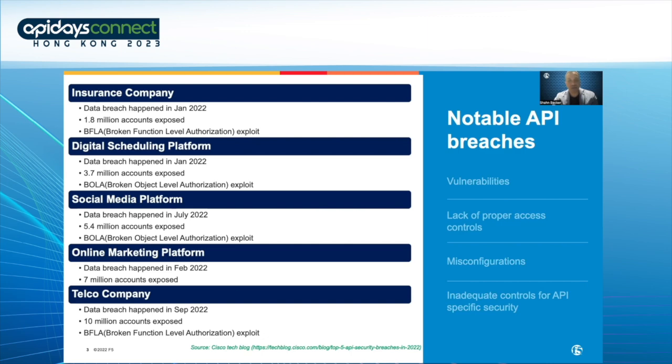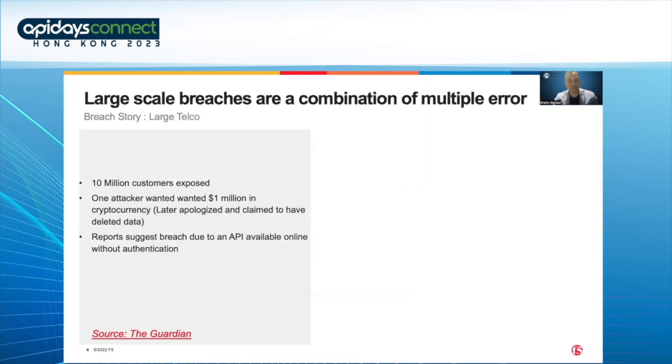Out of these breaches, I want to specifically cover one which tells a very specific story. This is a large-scale breach in a large telco. 10 million customers were exposed. And there is a bit of story with the attacker as well. The attacker wanted $1 million in cryptocurrency, but later apologized and claimed to have deleted the data.